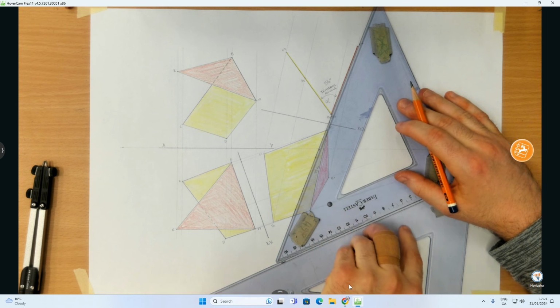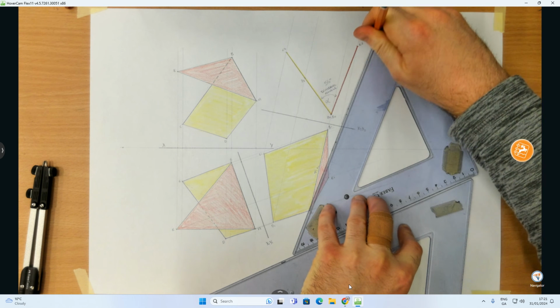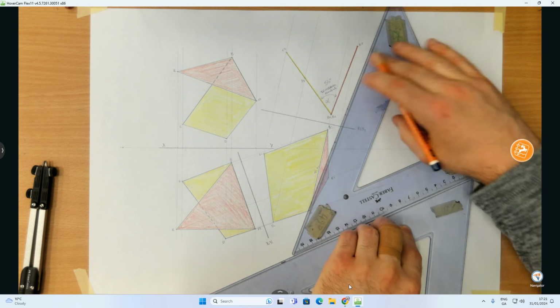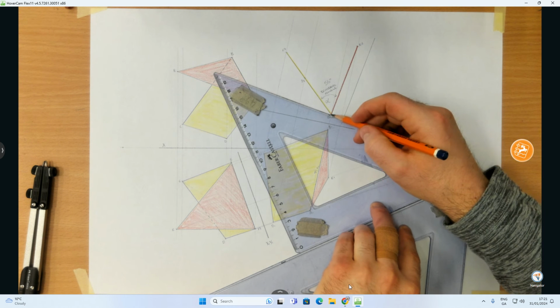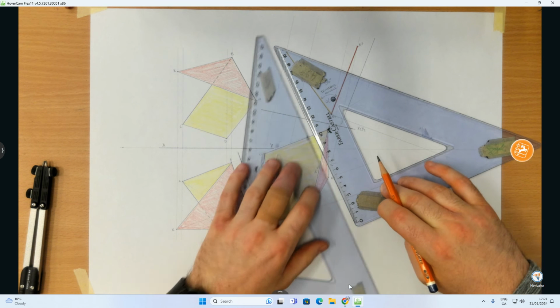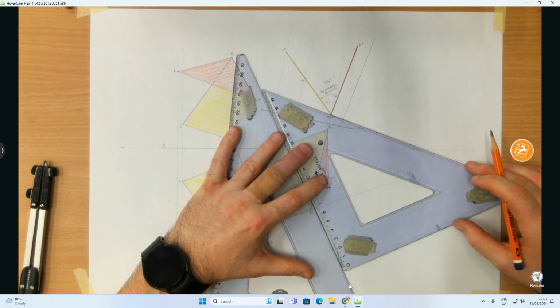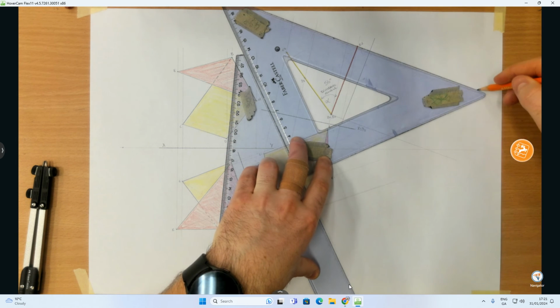I'm going to set it up perpendicular, like that. And then I'm going to project out the points A2, B2. I'll also project out, so I have to move my set square here a little bit. Oh, slipped. Right there. And from E2, project that out.